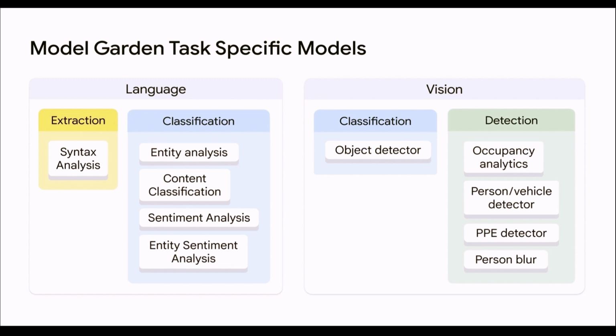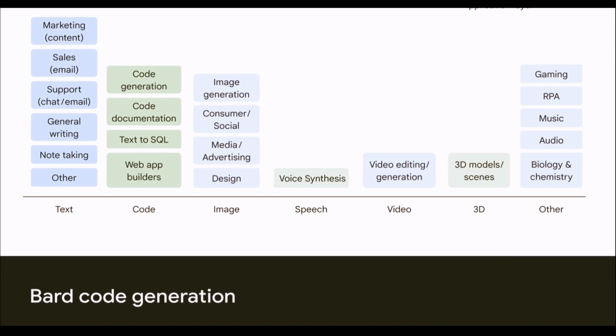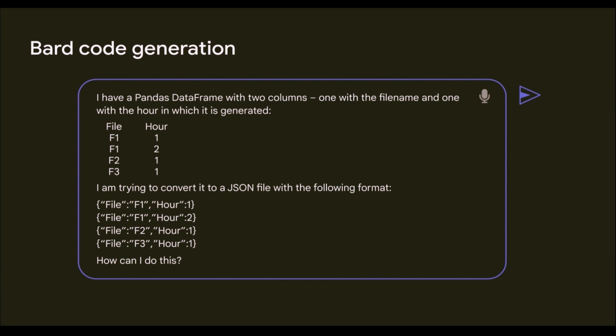descriptions. Let's say you have a use case where you need to gather sentiments about how your customers are feeling about your product or service. You can use the classification task sentiment analysis task model for just that purpose. So what if you need to perform occupancy analytics? There is a task model for your use case. Shown here are Gen AI applications.